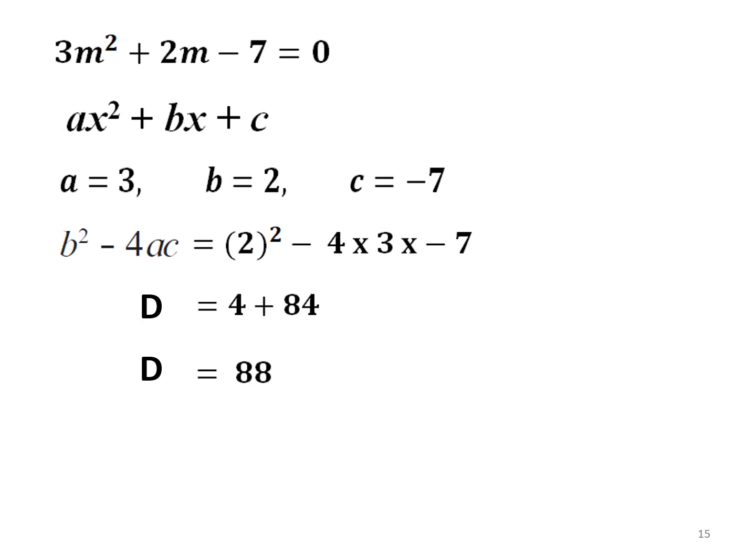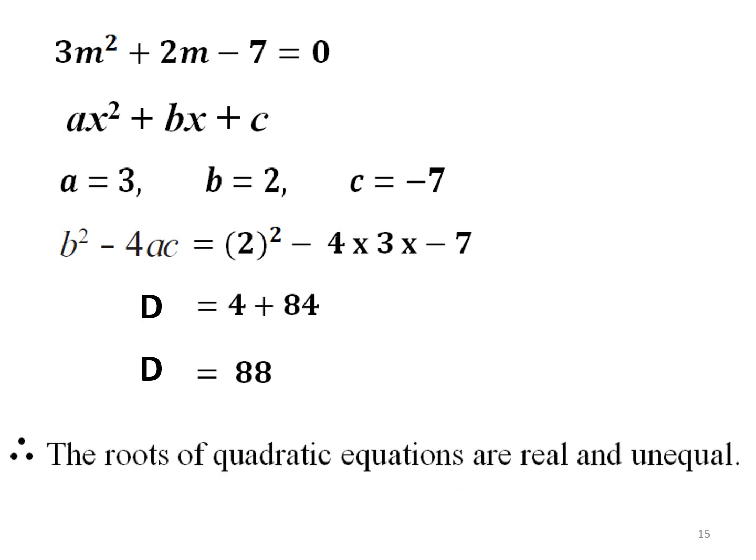equal to 88. Now when you just recollect, the value of d, that is b square minus 4ac, is greater than 0. When the value is greater than 0, then the roots of the quadratic equation are real but unequal in nature. So the roots of the quadratic equation are real and unequal for this quadratic equation.